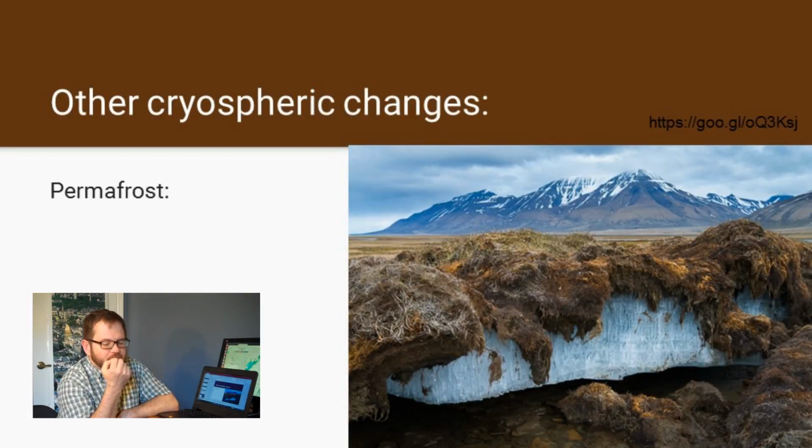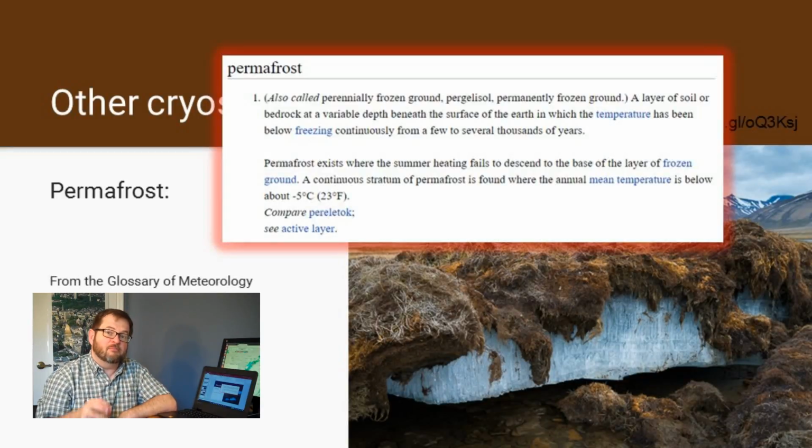Now, odds are you don't think about permafrost very much. I don't think about permafrost very much. We should all think about permafrost a whole lot more. If you're unfamiliar with permafrost, just to pull a dictionary definition out of the glossary of meteorology here, it is a layer of soil or bedrock at a variable depth beneath the surface of the earth in which the temperature has been below freezing continuously from a few to several thousand years.